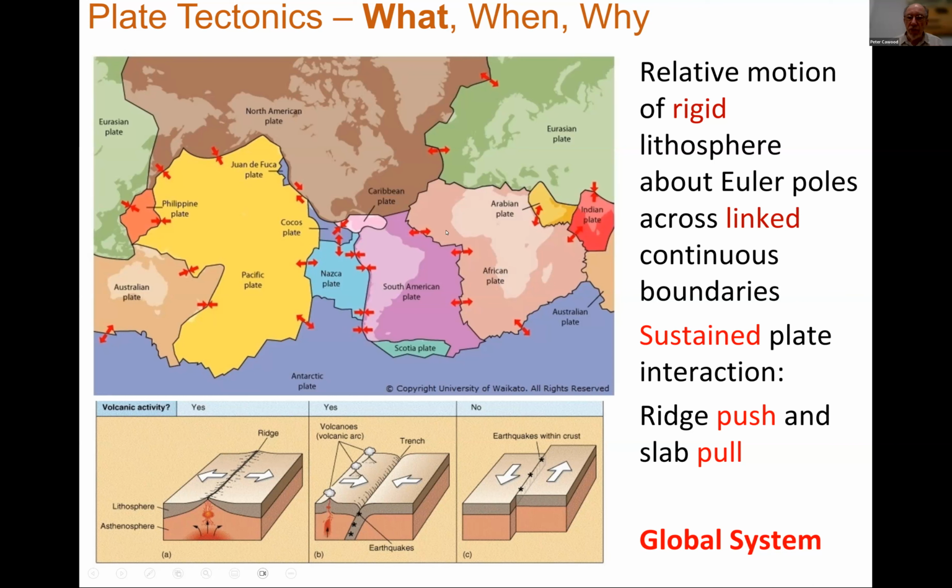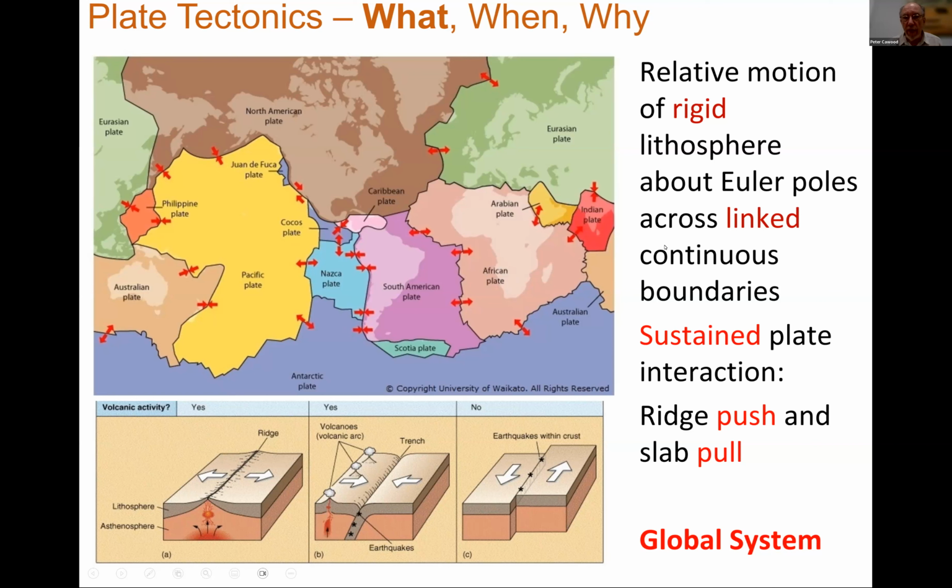And that whole system is sustained, it's ongoing, and we have ridge push, potential energy from the height of the ridges, pushing off the spreading ridges, and then we have phase transformations in the slab as it's subducted, driving slab pull, as well as just the density of the slab relative to the mantle. And so this forms this global system.